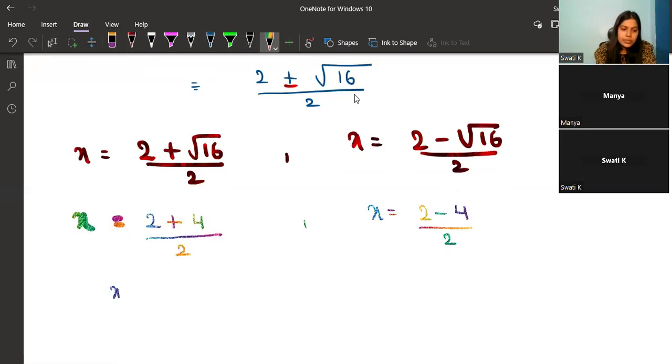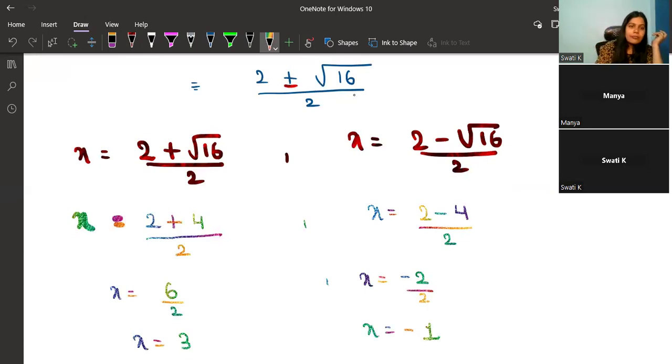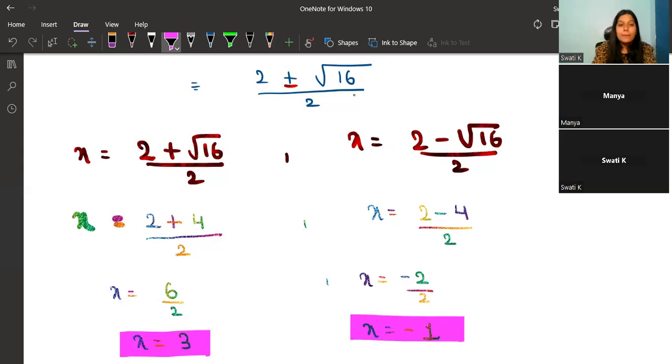So x will be what? 6 by 2, which is, what is the answer? 3. And here what will x be? 2 minus 4. What is 2 minus 4? 2 with the sign, here the sign will be minus, upon 2. So minus sign as it is. What is 2 divided by 2? It's 1, and we have got the answer. So our first answer is x is equal to 3 and the second answer is x is equal to -1. Got this? No doubt in this? Okay, I think this is very clear, Manya. No doubt in the quadratic formula, right?